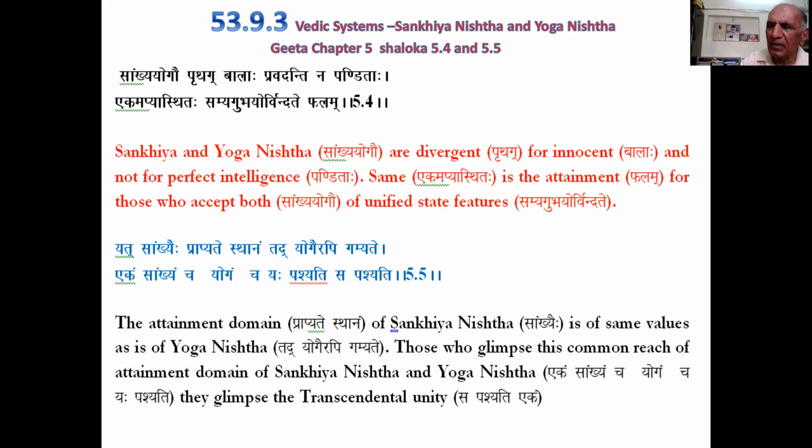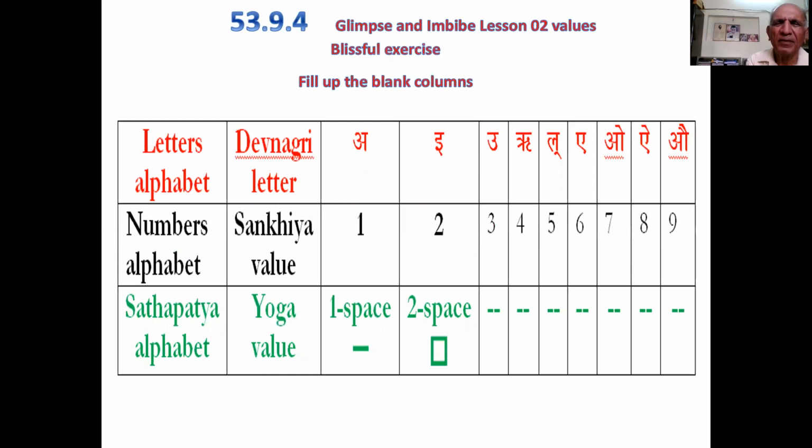In this background, we may have the following blissful exercise. The first row is depicting the vowels, the letters alphabet format for the 9 vowels. Second row is depicting the number values. Now, in the third row, as far as the first vowel number value 1 is concerned, the transition to 1 space is depicted in terms of its body as interval. In respect of the second vowel of value 2, of transition of 2 space, its body symbolic form square is depicted. The rest of the columns are blank.